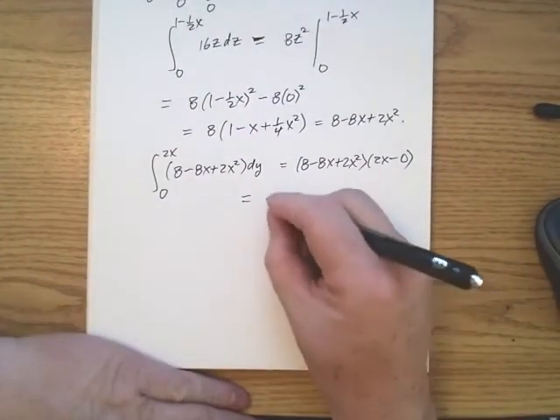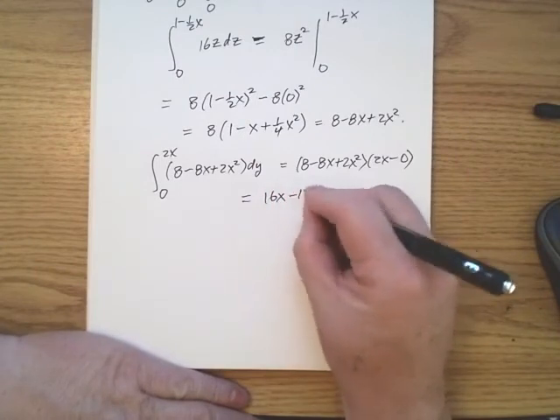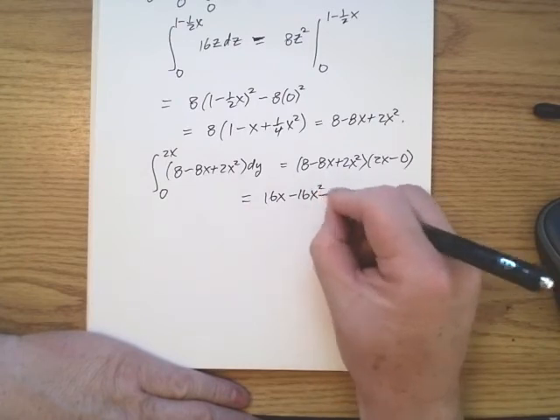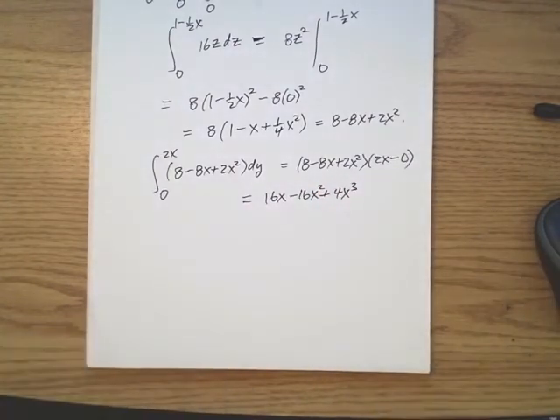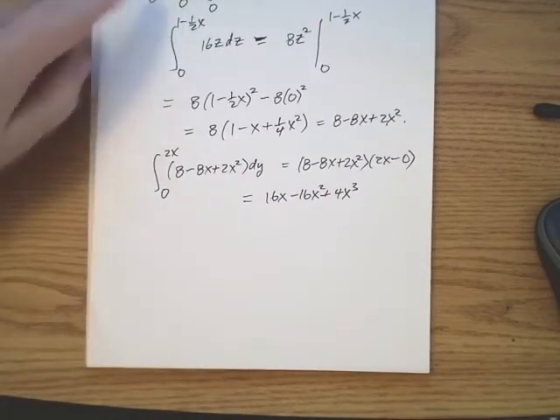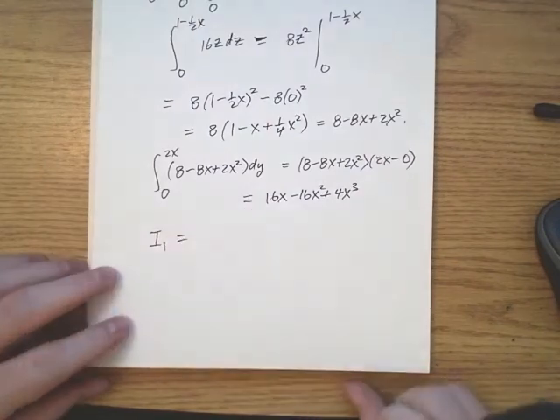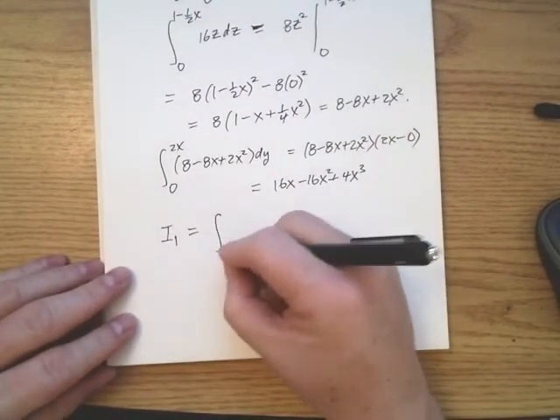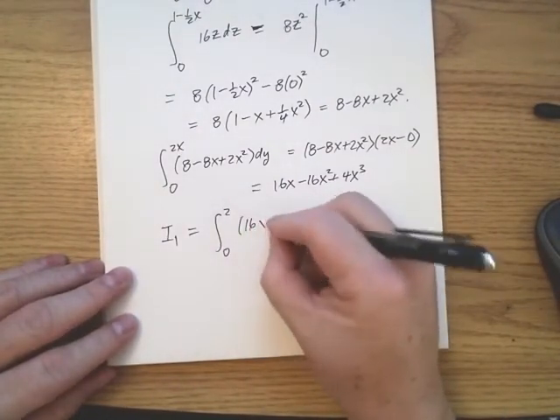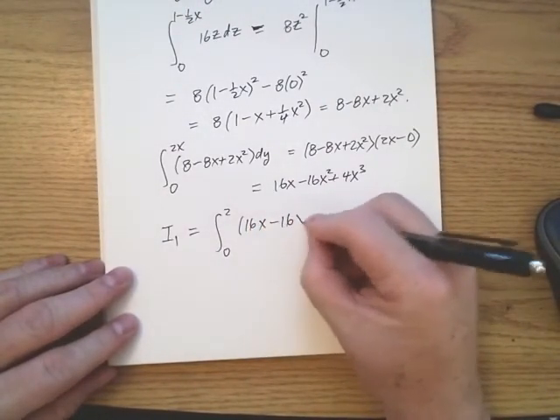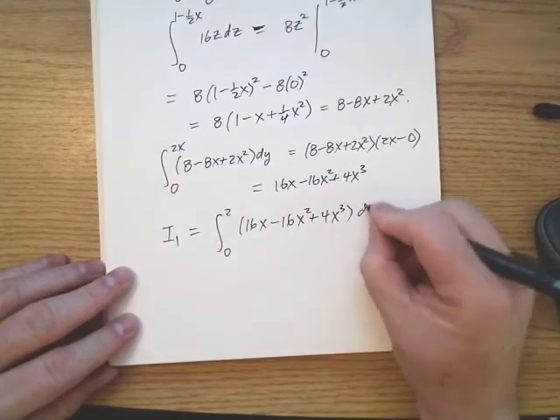So that's what? 16x minus 16x squared plus 4x cubed. Okay, so that's the result of the second integral here. And then finally, to get I here, I'll make a statement about I sub 1. Integral from 0 to 2, 16x minus 16x squared plus 4x cubed dx.